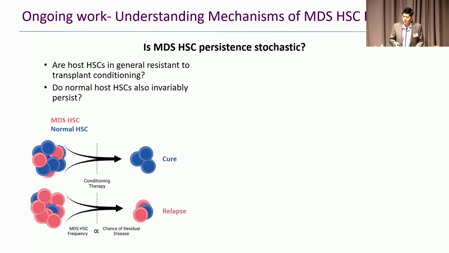So an alternative hypothesis is that MDS HSC persistence could be stochastic. And we think, with myeloablative conditioning, or for people who work with mouse, lethal dose radiation never really gets rid of host HSCs. They're just so resistant to everything. So we have this hypothesis that perhaps MDS HSCs, shown in pink here, if they're simply at higher levels before transplant, may be more likely to stochastically persist after conditioning.